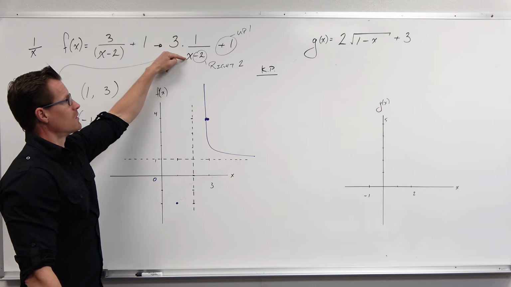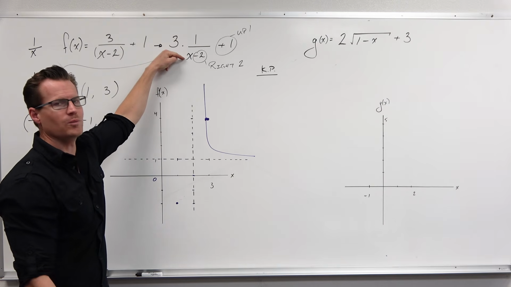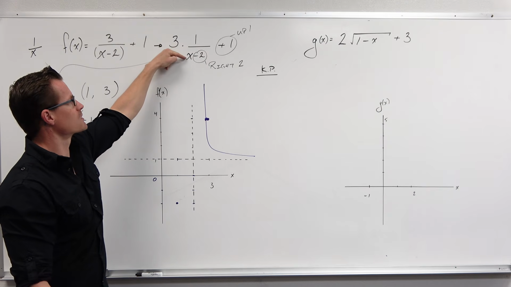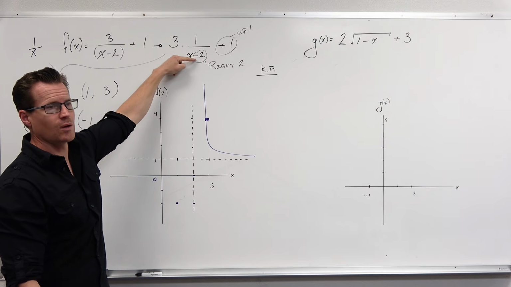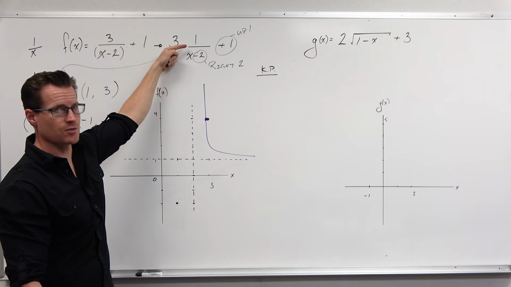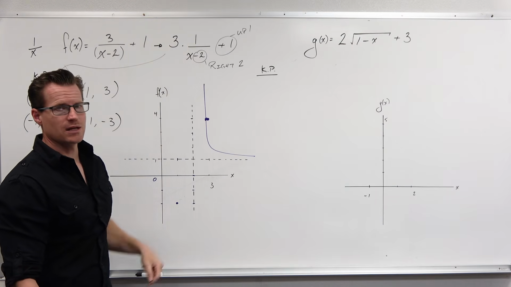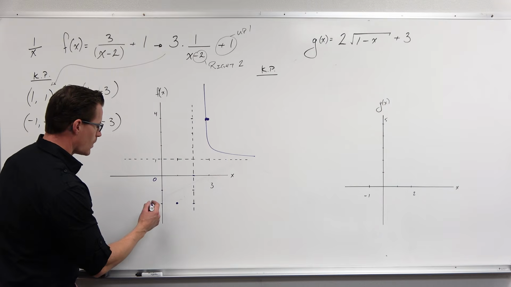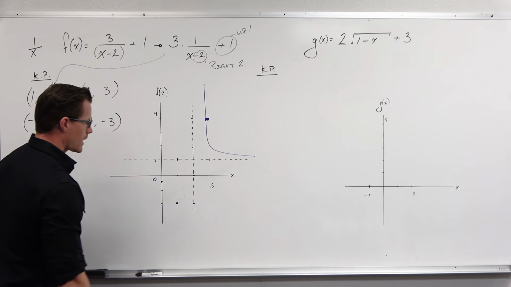Take and plug in x equals 0. Go, wait, I can't have 0 on the bottom. You won't, because you're subtracting 2 from it. So 0 minus 2 is -2. 1 over -2 is -1/2. That'd be 3 times -1/2 is -3/2. Plus 1 is -1/2. So I know this is crossing the y-axis at -1/2.